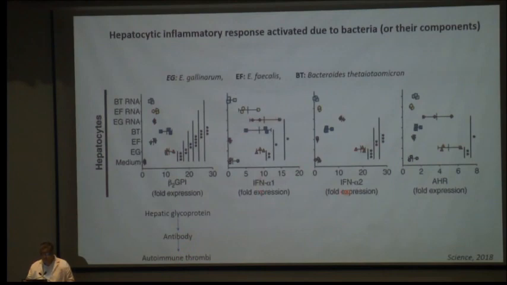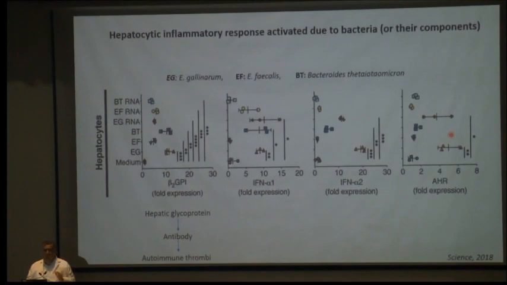IFN alpha, IFN2, we see that there is a significant increase with the cells as well as the RNA that was present with the hepatocytes, which means that hepatocytes are responding to both. And this is only hepatocytes, there are no immune cells here. So hepatocytes are releasing interferons in presence of the bacterial cells as well as the bacterial components. And AHR, which is a xenobiotic receptor, also shows an increase with the Gallinarum cells and RNA.